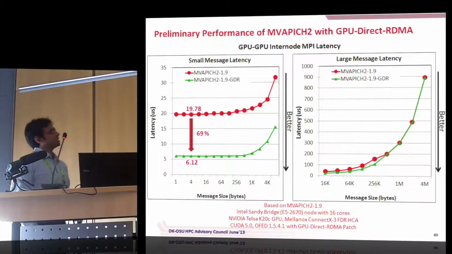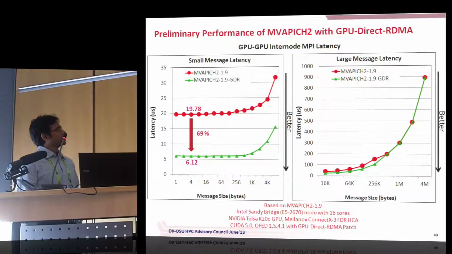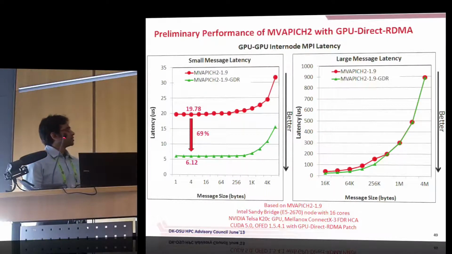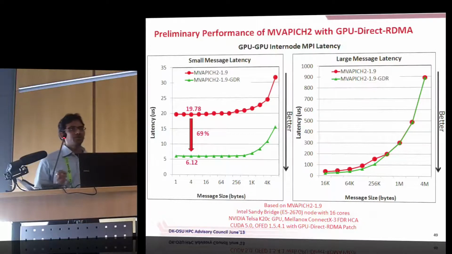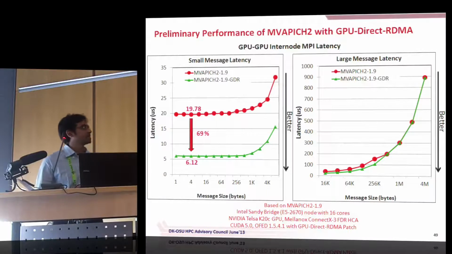Now, looking at the performance improvements, this is the performance we get for a basic point-to-point MPI operation. For small messages, we see almost a 70% reduction in GPU to GPU internode communication. You can transfer data between GPUs on two nodes with just 6 microsecond latency compared to 19.78, which involved the data movement through the host memory.